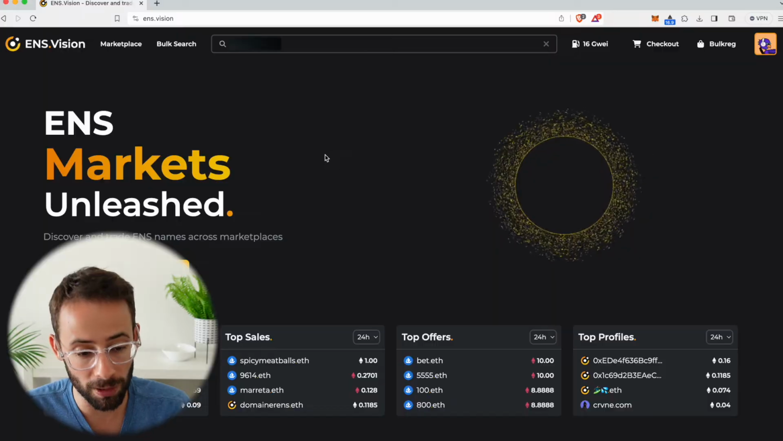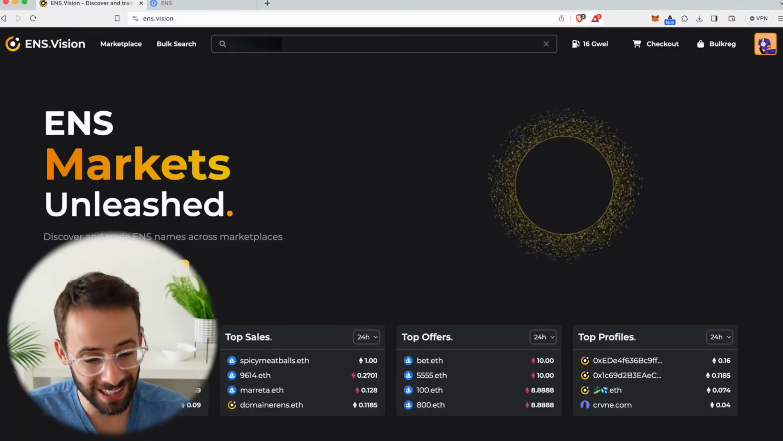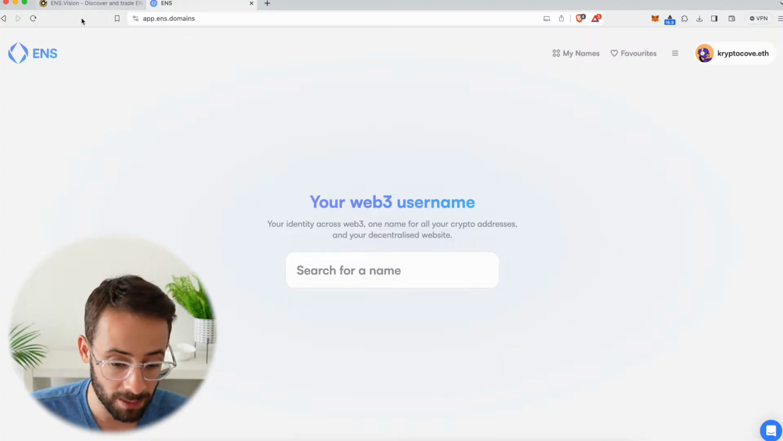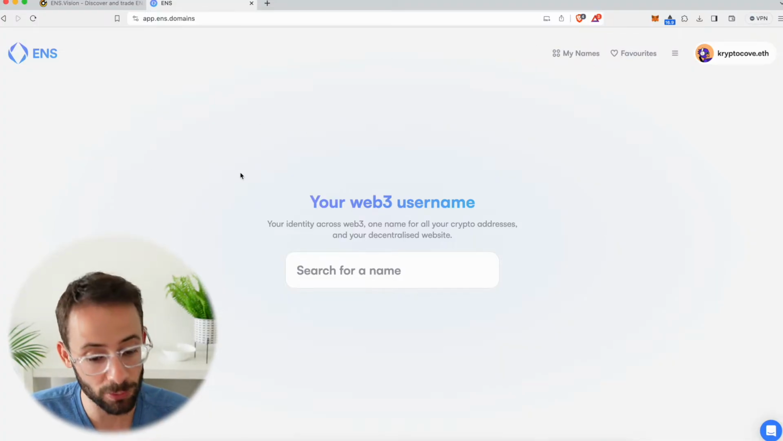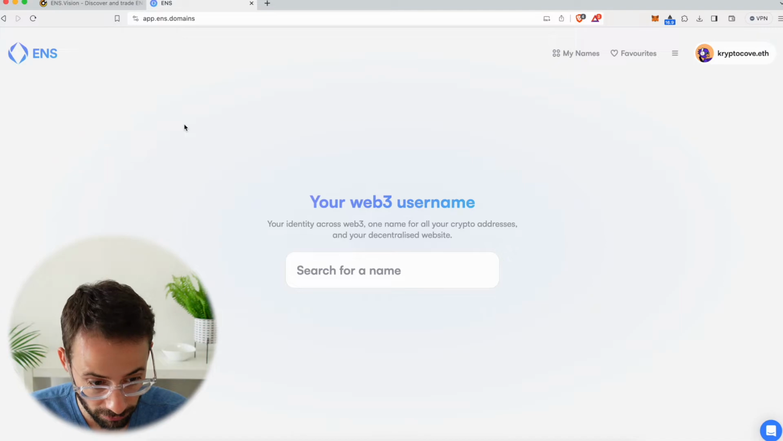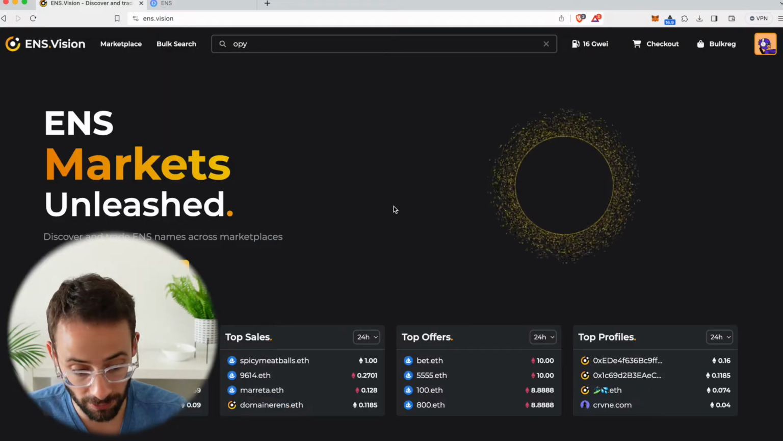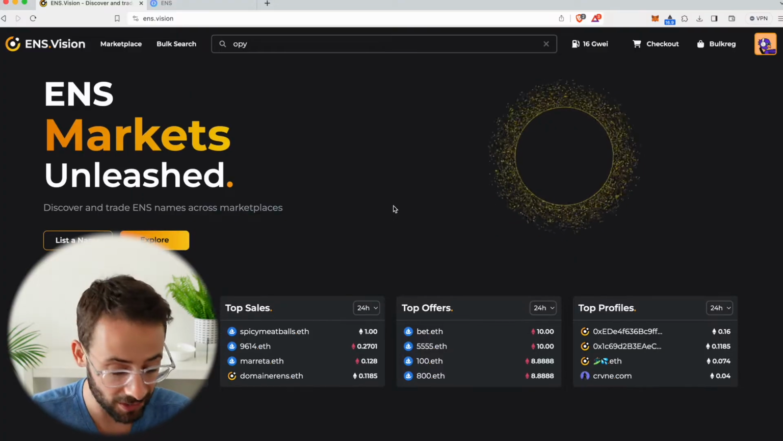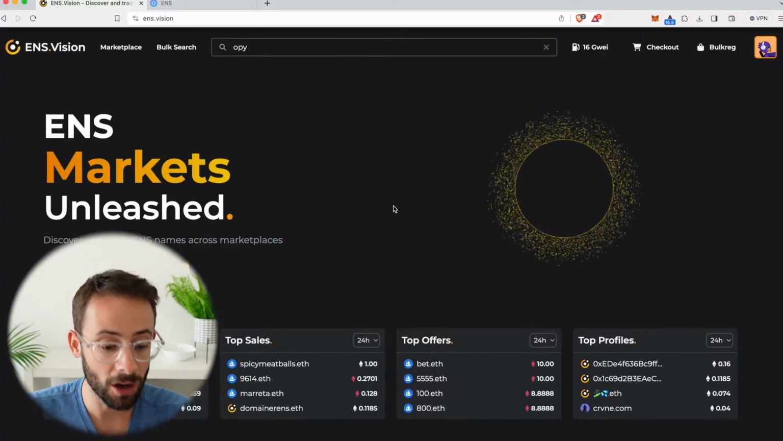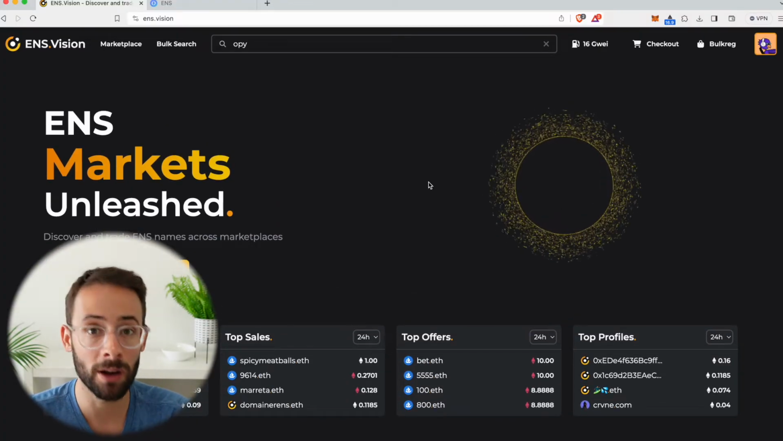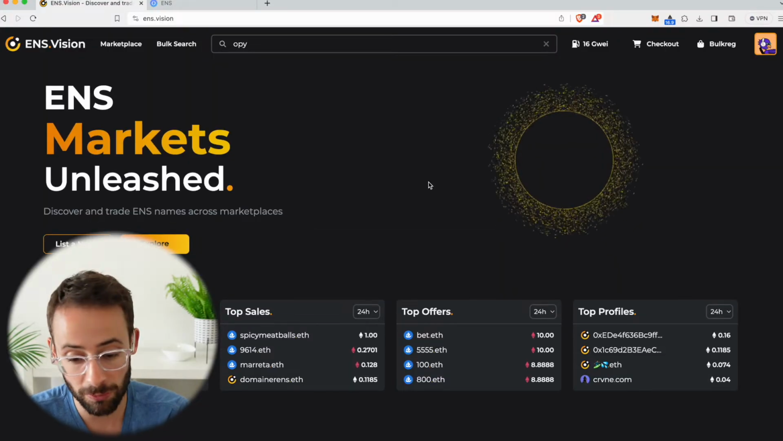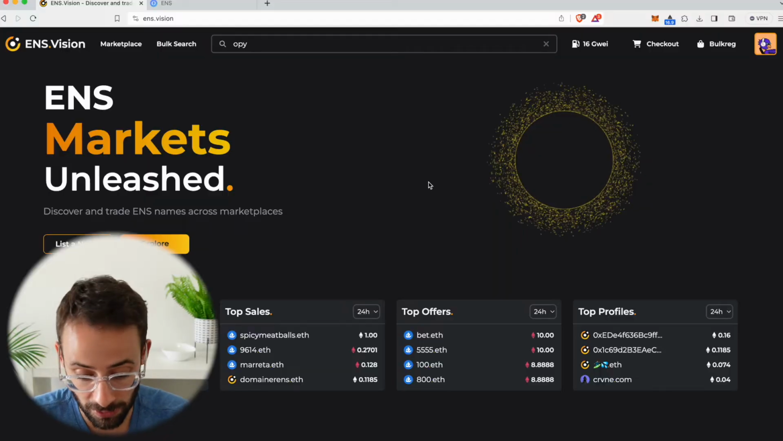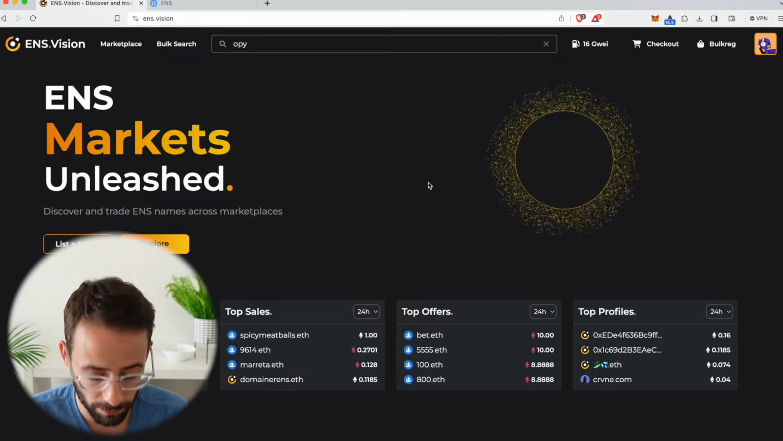Now this is what the homepage looks like. And the reason why I like the ENS Vision app over the official ENS application is that in my opinion, the ENS app is useful if you know exactly what you're looking for, but if you're trying to discover or trade or take advantage of different metrics, then the ENS Vision, as it says here, unleashes the market. It really gives you a ton of additional options to search for different domain names and to figure out what you want to buy, to do research and to see what other people are doing as well. So let's dig into that.